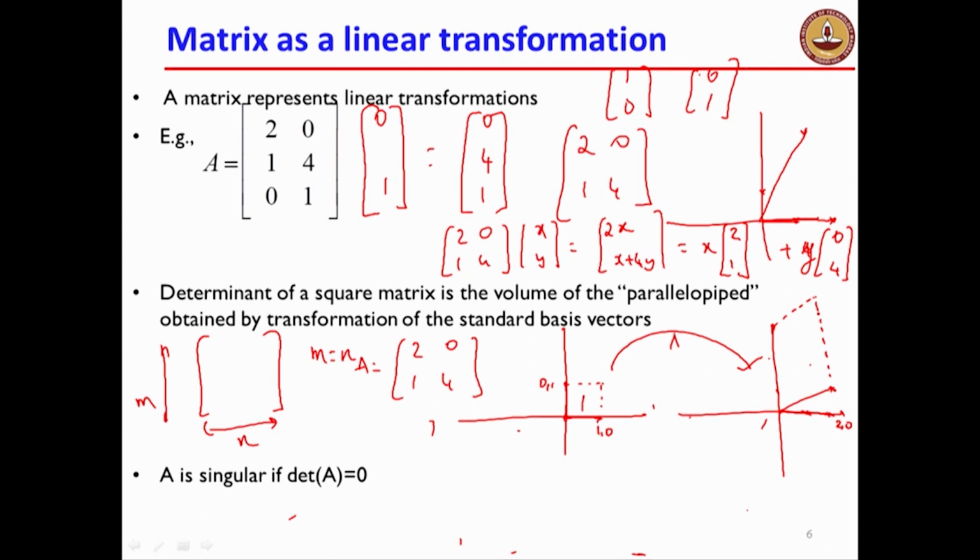Now geometrically, what does it mean? Algebraically, we can expand the determinant and show that it is 0. But what does it mean geometrically when the determinant is 0? In this case, the determinant was 8, and we can calculate and show that the area of the parallelogram is 8 units.